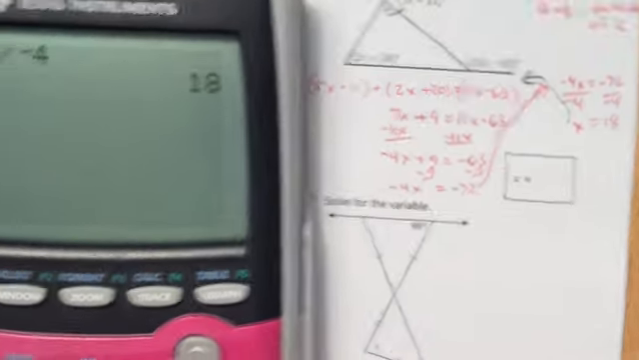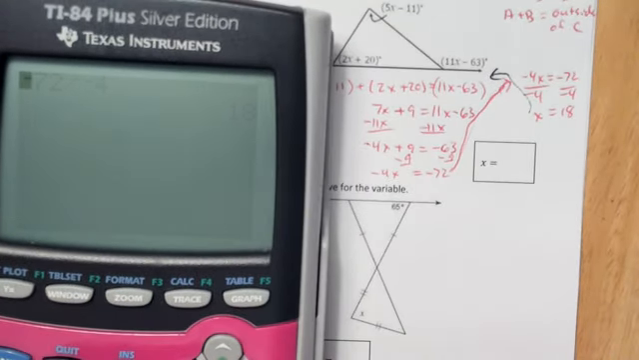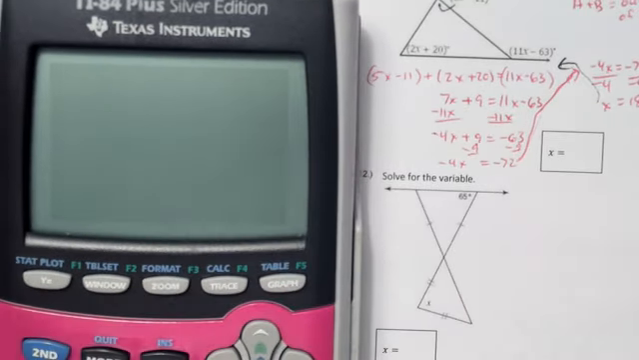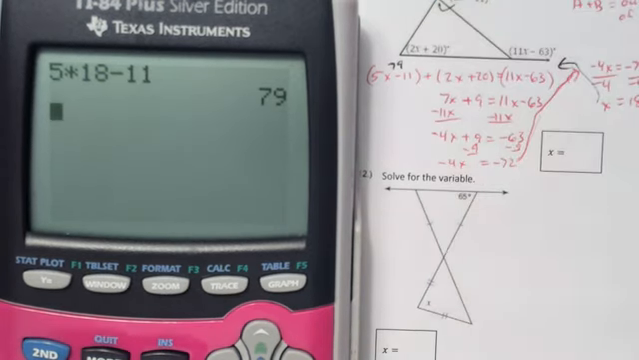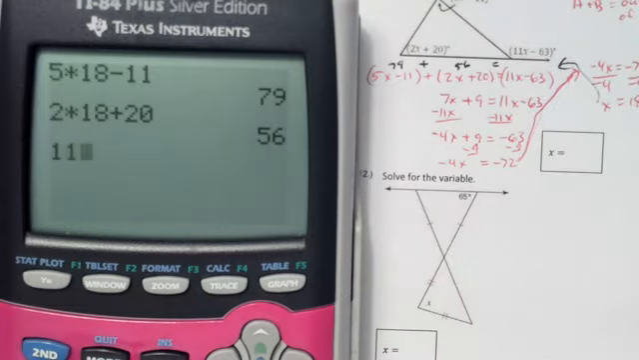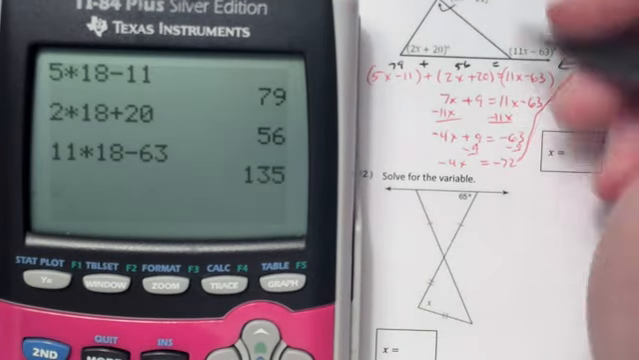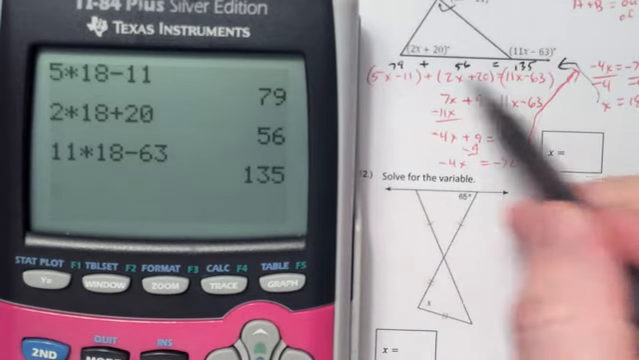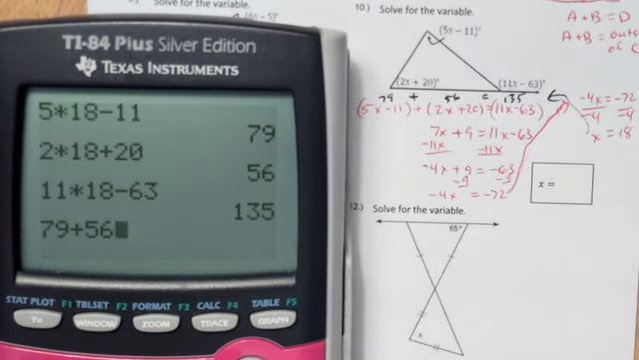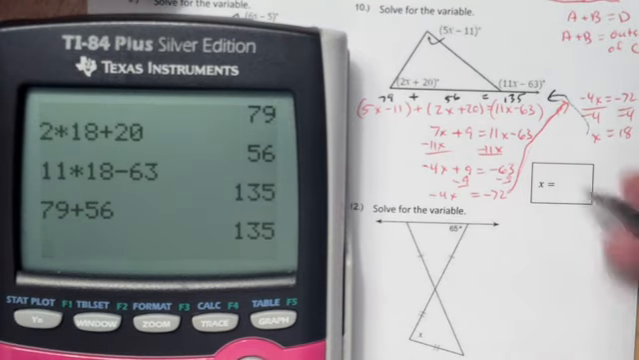So let's plug that back in. Okay, so 5 times 18 minus that 11, we get 79. 2 times 18 plus 20, that's 56. Okay, there's supposed to be a plus sign, equals 11 times 18 minus 63, 135. So is this equation happy? Does 79 plus 56 equal 135? Yes. So everything checked out. So I know that this is correct.